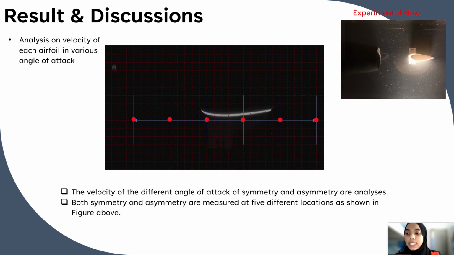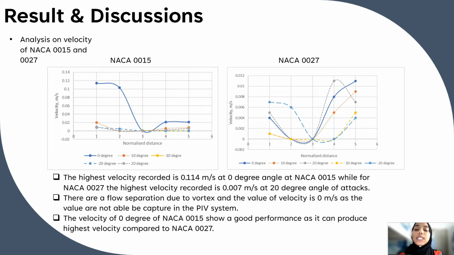using the PIV system. For the symmetrical airfoils, NACA 0015 and NACA 0027, the highest velocity recorded is 0.114 meter per second at 0 degree angle for NACA 0015, while for NACA 0027, the highest velocity you can see here is 0.007 meter per second at 20 degree angle of attack.